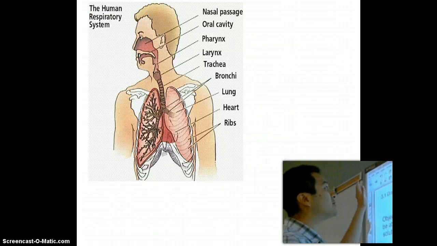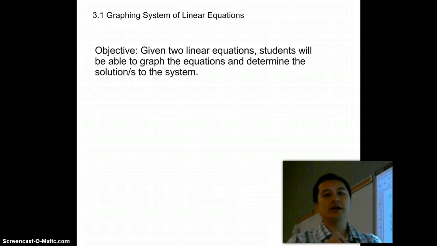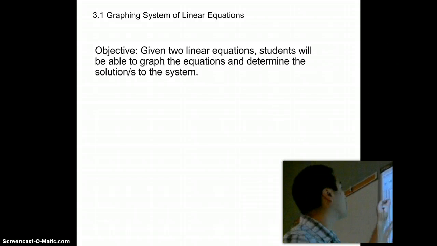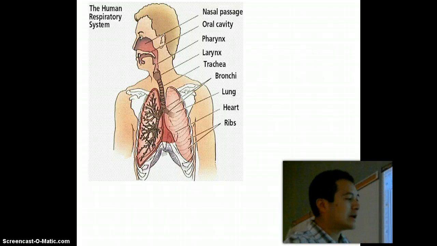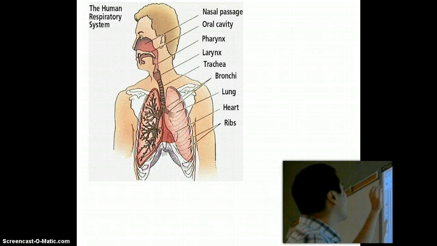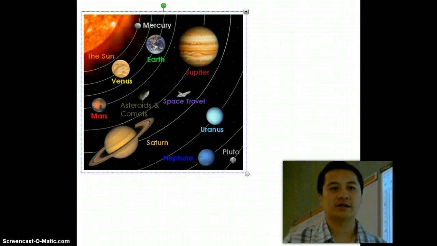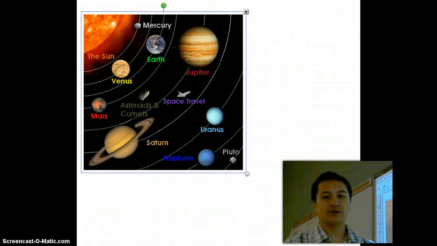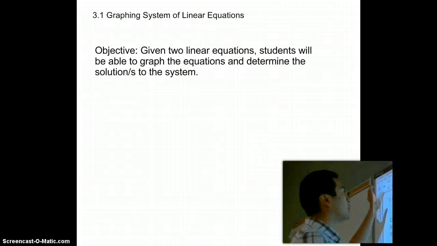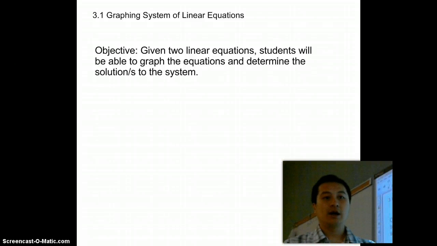So what does the word system of linear equations really mean? A system is two or more things working together. In the respiratory system, all your organs work together to help you breathe. In the solar system, all the planets work together. In a stereo system, the speakers and receivers work together to make a sound system. So a system of linear equations means lines working together to come up with a solution.